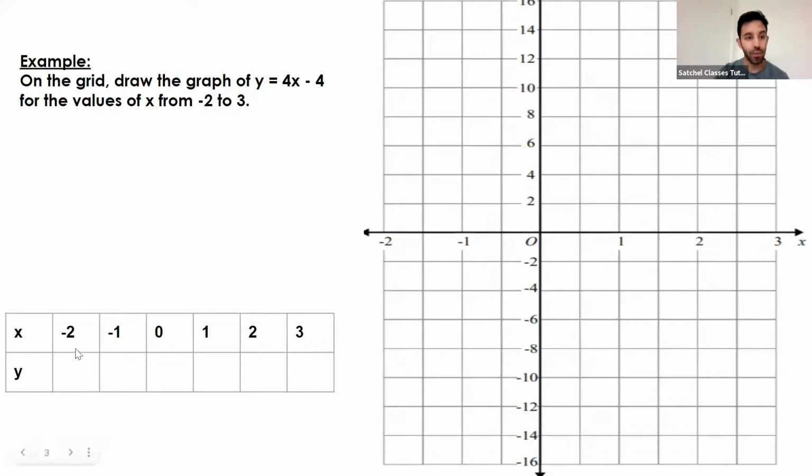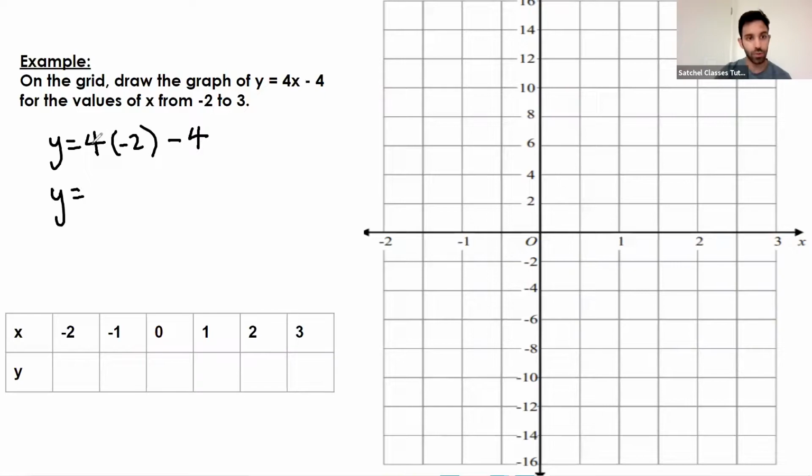And what we want is, when our input, so when our x value is minus 2, what is the output? Well, the output is going to be y. So we can think of x as the input and y as the output that we get. So what we need to do here is to substitute these x values into this equation. So let's have a go at this. y is equal to 4, in place of x, I'm going to put minus 2, because that's the first x value that I need to substitute into my equation, minus 4.